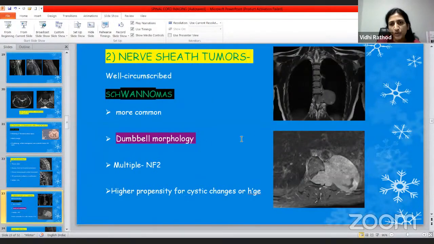Second is the nerve sheath tumor. Nerve sheath tumors are well circumscribed, the most common being schwannomas. Schwannomas have a dumbbell-shaped morphology, showing that they have an intrathecal component and a paravertebral component as well, which gets constricted at the level of the neural foramen, giving the characteristic dumbbell-shaped morphology. Multiple schwannomas are seen in neurofibromatosis too, and they have a higher propensity for cystic changes or hemorrhagic changes.